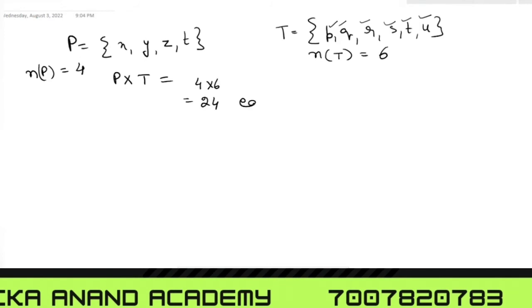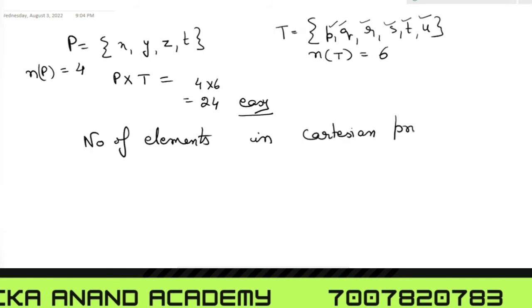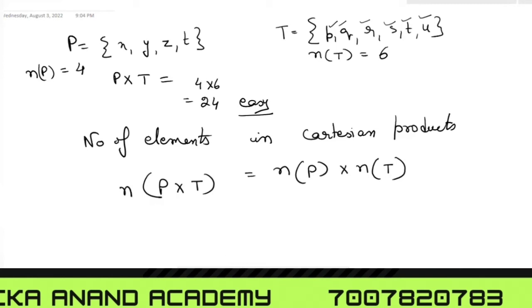Now, easy. Very easy, clear? So, the number of elements in the Cartesian product of two sets is equal to the cardinal number of P into the cardinal number of T. Now clear or not? Clear.